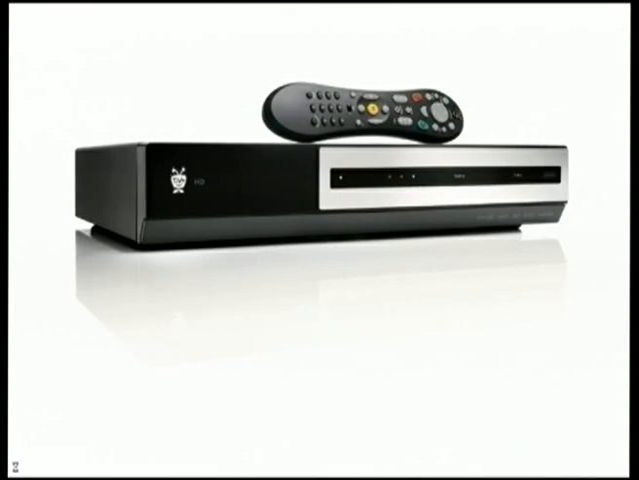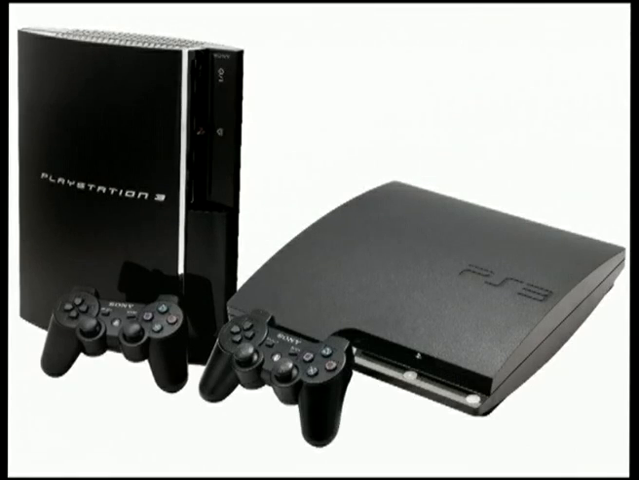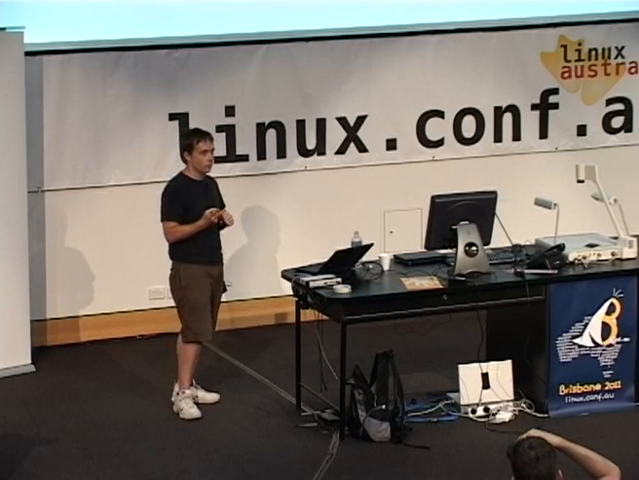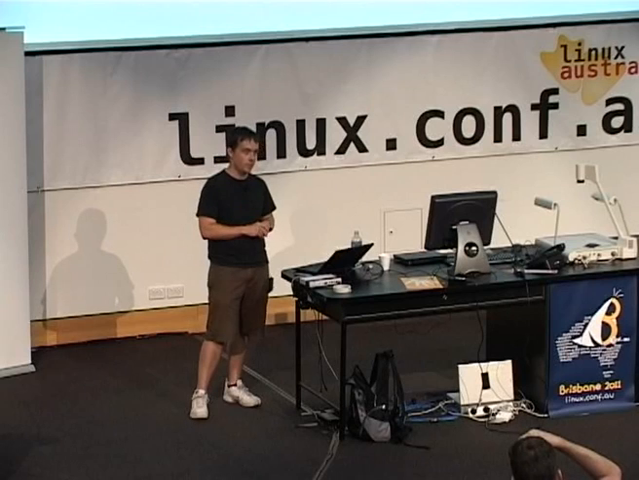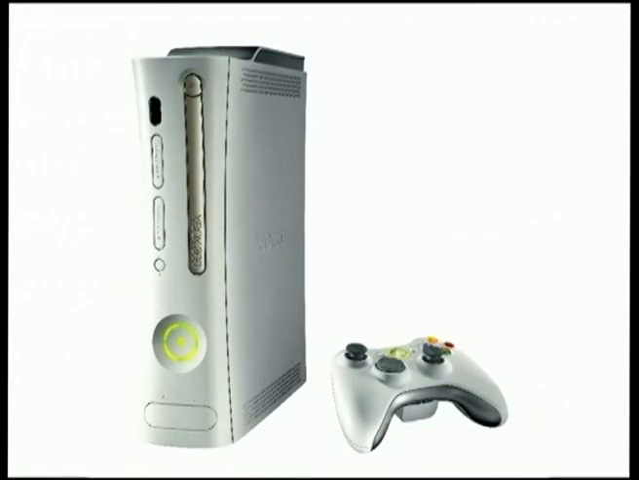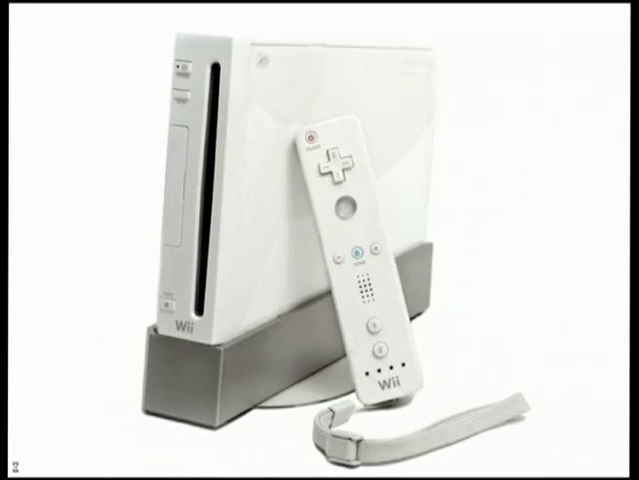PowerPC is also used in embedded. The TiVo uses a PowerPC. And obviously we completely own the games market. So the PlayStation has a Cell processor, which is a 64-bit PowerPC processor, 2 threads with 8 vector processing units attached to it, closely coupled to the CPU. The Xbox 360 is a 64-bit PowerPC, 3-core. And the Wii is also a 32-bit PowerPC box.